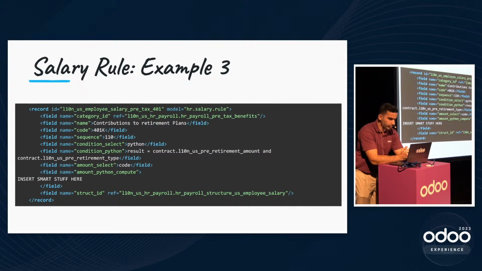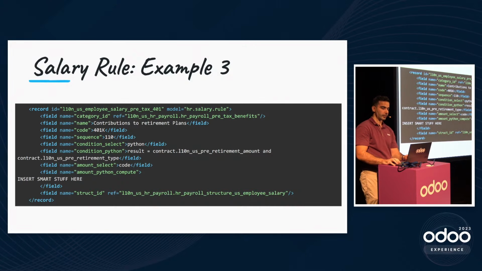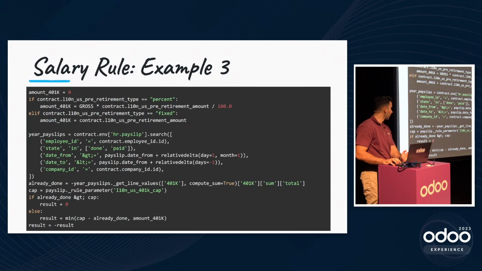So before diving into the computation itself, let's define the rule first. As for the health benefits, the rule is set under the pre-tax benefits category with a name, a code, a sequence after, so it's computed after the gross salary. It is only applied if the type is defined, meaning is it a percentage or a fixed amount, and if an amount is actually provided on the contract itself. Once all this is applied, we state that the rule is computed using Python code, and let's discover the smart stuff that we have to write in order to compute the amount properly.